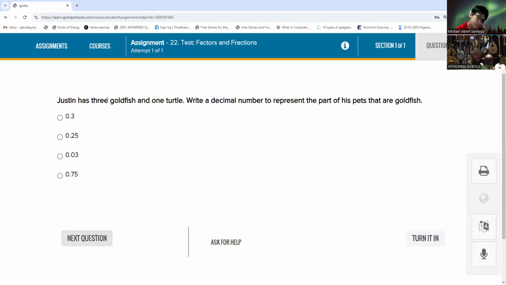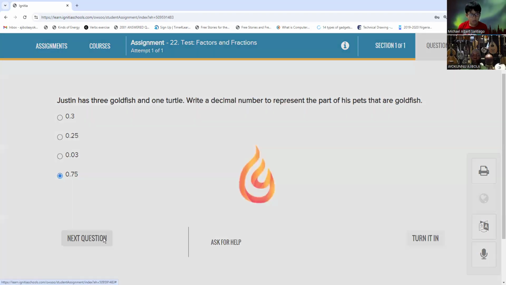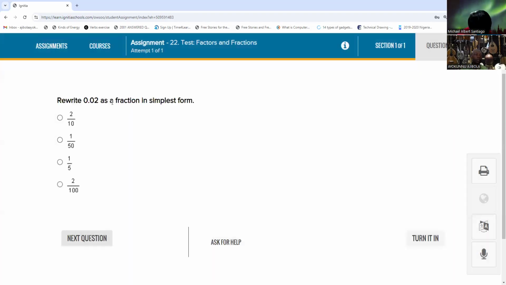Justin has 3 goldfish and 1 turtle. Write a decimal number to represent the part of the goldfish. 3 over 4. That's 0.75. Okay? Rewrite this as a fraction in the simplest form. 2 over 100, that is 1 over 50. Because this is 2 over 100, then that's 1 over 50 in simplest form. What is the GCF, greatest common factor, of 9 and 18?